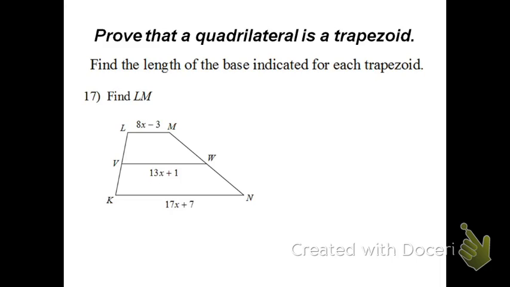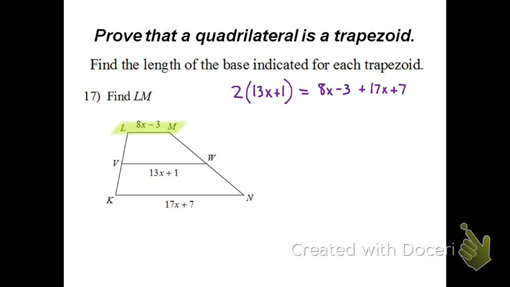Last one, finding LM. That's the top side. So, again, we have 1, 2, 3 algebraic expressions. But don't forget that we can double the median. So we have 13x plus 1. That's the part that's going to get multiplied by 2. Then we can set this equal to the sum of that highlighted 8x minus 3 and the 17x plus 7. Okay, that looks ready.